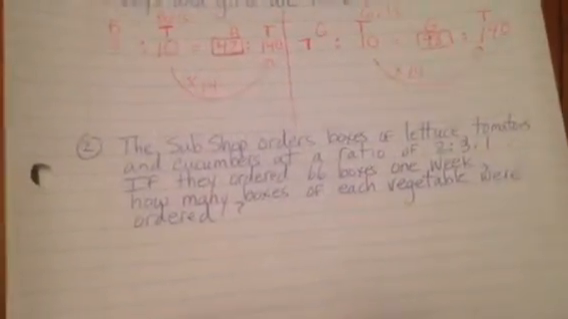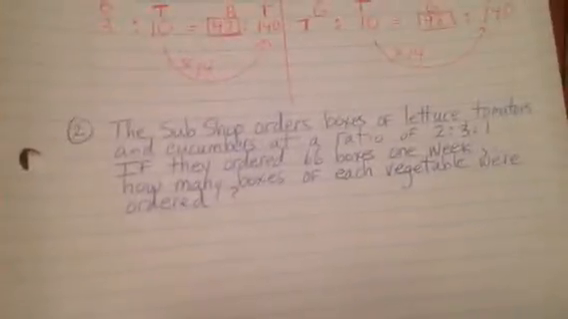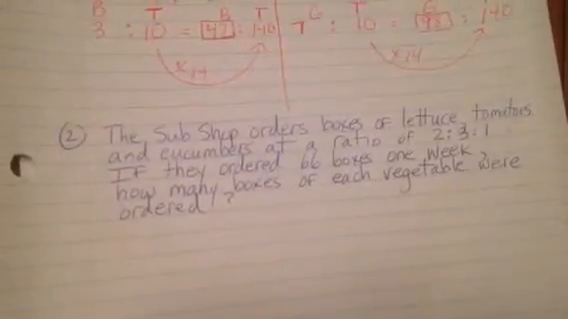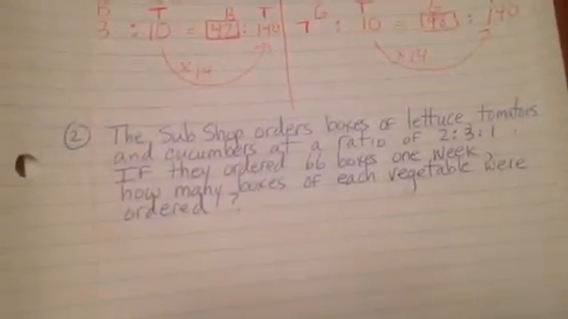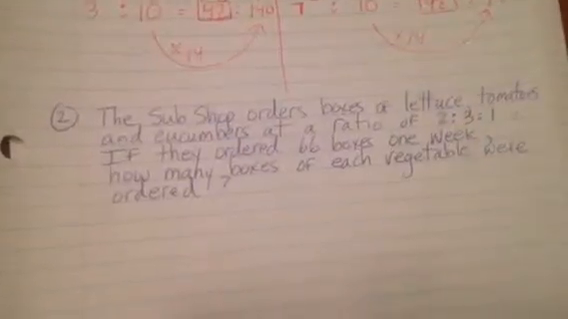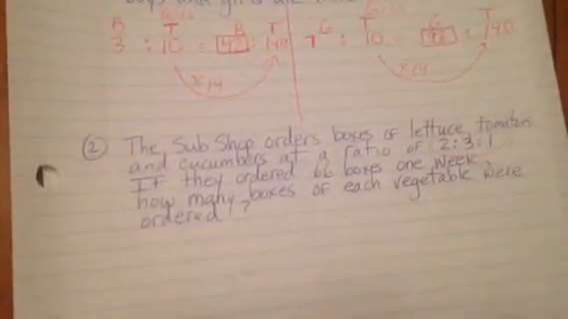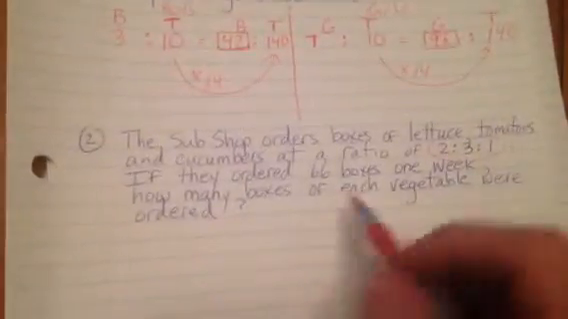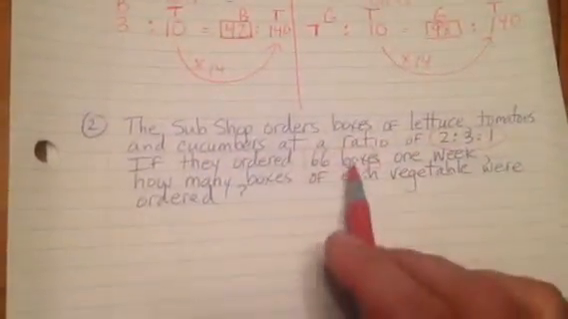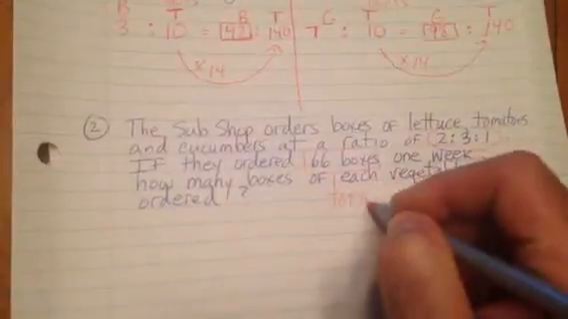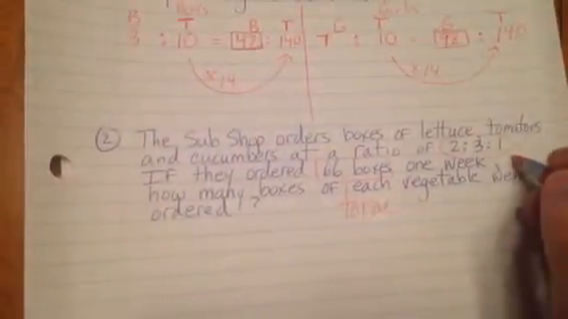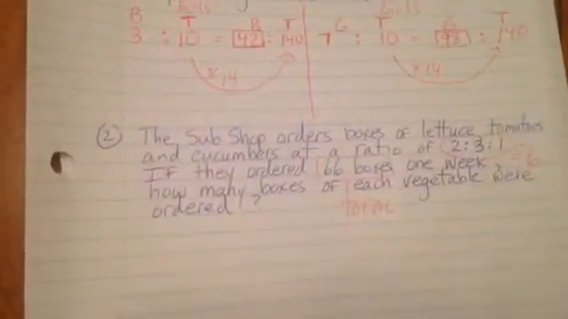Okay, let's try another one. Let's try this one here. The sub shop orders boxes of lettuce, tomatoes, and cucumbers at a ratio of 2 to 3 to 1. If they ordered 66 boxes one week, how many boxes of each vegetable were ordered? So quickly, 2 to 3 to 1. I have to add these together because I have to find the total boxes. This number here refers to total, right? So I have to add 2 plus 3 plus 1, which equals 6 total.